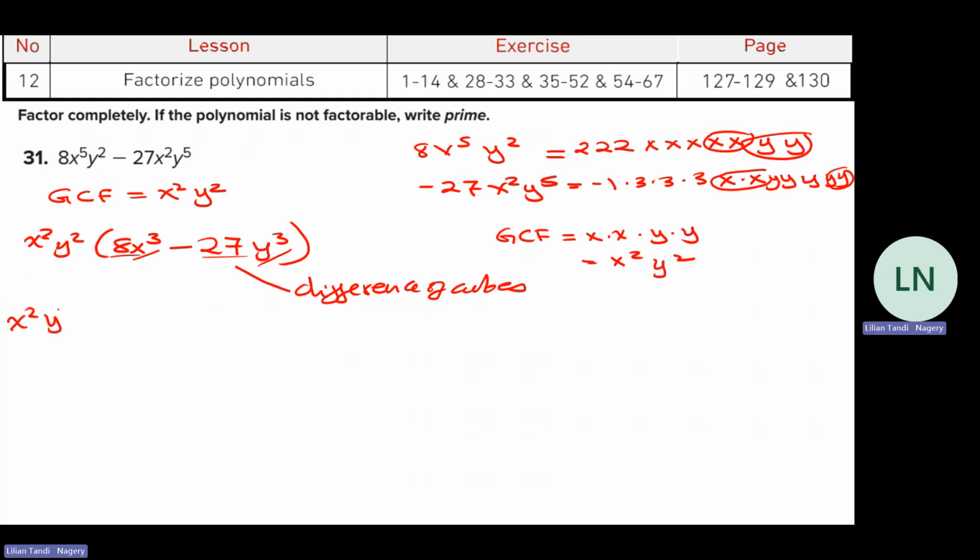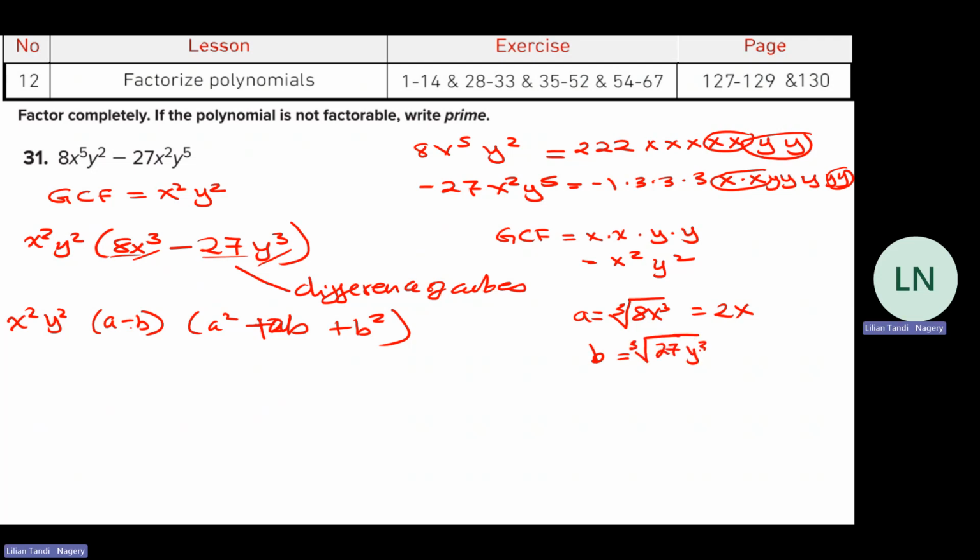X squared y squared remains. Difference of cubes is written how? A minus b, a squared, ab, no, plus. Because this is minus, this has to be plus, and then here plus b squared. Now let's find our a. So we need the cube root of 8x cubed, which gives us 2x, and the cube root of b, which is the cube root of 27y cubed, which is 3y.